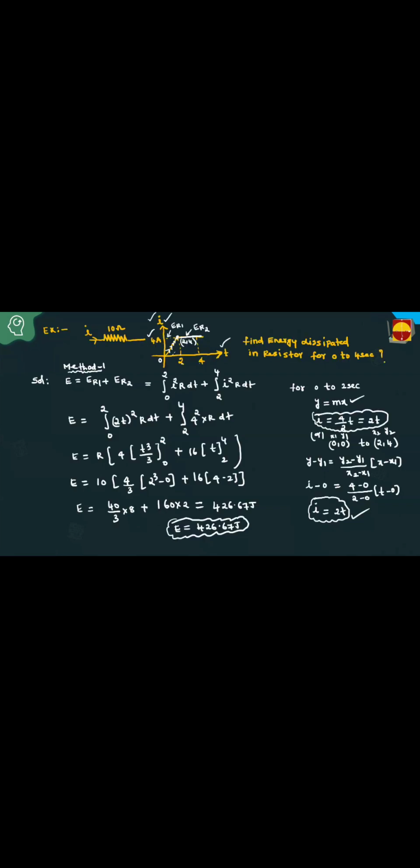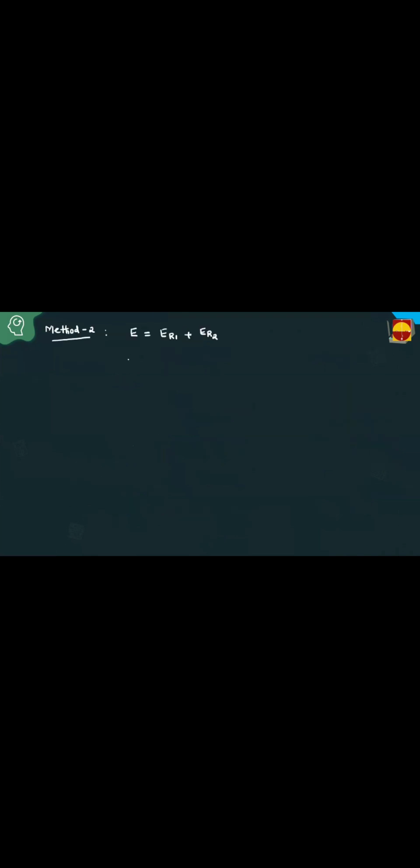Now, during 0 to 2 seconds, how to apply E equal to I square R into T for 0 to 2 seconds. Plus, this also I square R into T. The energy dissipated formula is I square R into T. No? This is 2 to 4 seconds. Now, shall I apply like this?